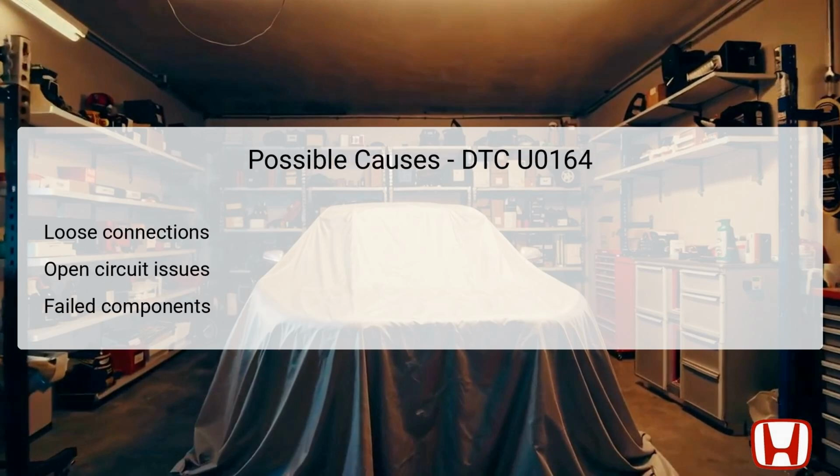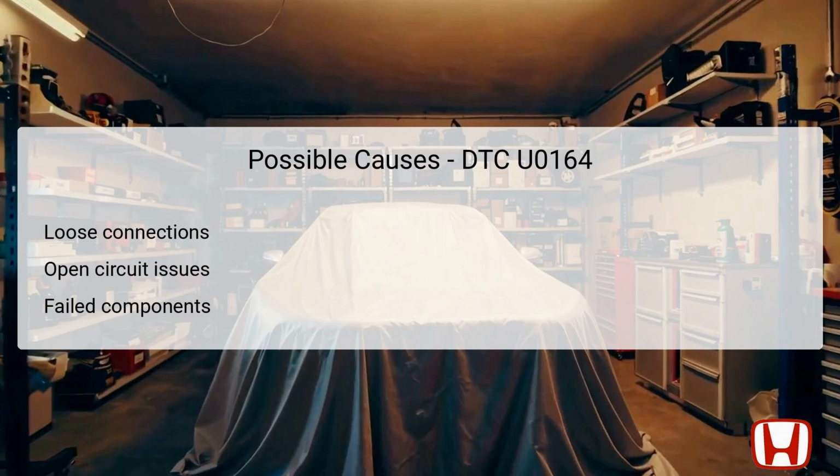Understanding the possible causes of DTC U0164 is essential for effective troubleshooting. One of the primary culprits could be loose connections between the door multiplex control unit and the climate control unit. Corroded or damaged connectors can lead to intermittent communication failures, thereby triggering this code.